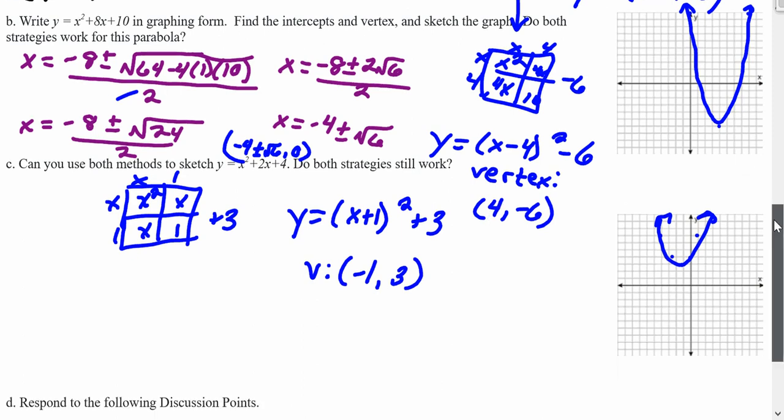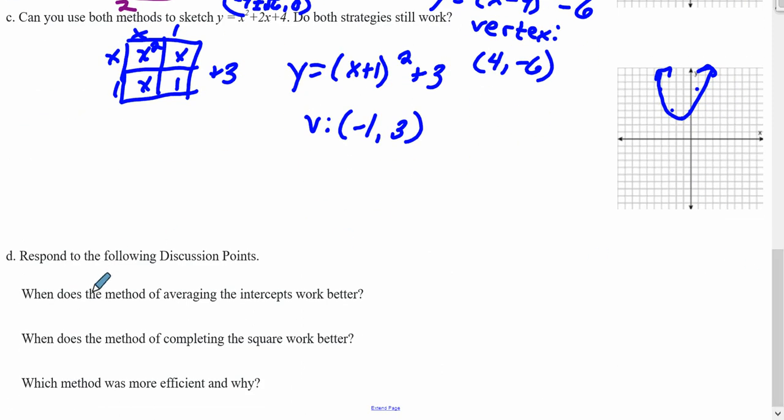So what I want you to think about now is, when does averaging the x-intercepts work best? When does completing the square work best? And think about which method was most efficient and why. So write down a few things and then I'll talk to you about it.